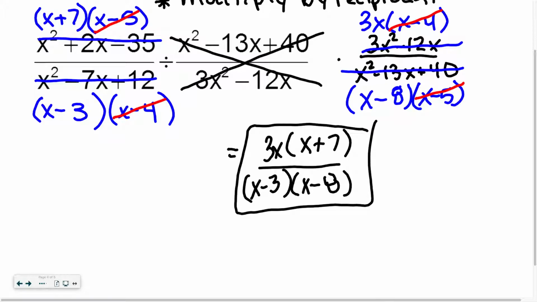If this is on the ACT, would we multiply out? It would depend on what your answers look like. If your answers look like factors, I would not multiply it out. If your answers look like polynomials, I would multiply it out. You just have to match the answer.